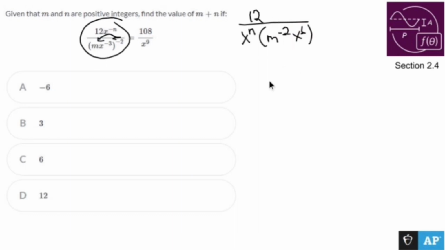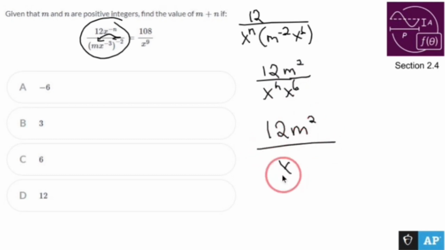I can move m upstairs. So 12 over x to the nth, I can move m upstairs and make it m squared. And x to the 6th stays on the bottom. So what I have is 12 m squared over x to the n plus 6. No, I'm sorry, n plus 6. I'm looking at that guy. That's supposed to match up with 108 over x to the 9th.